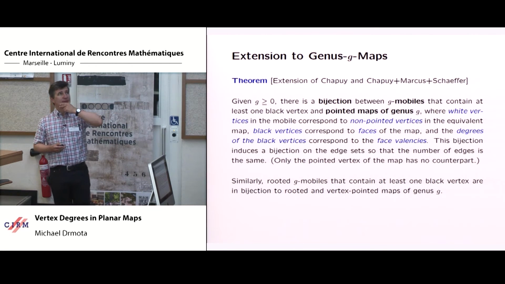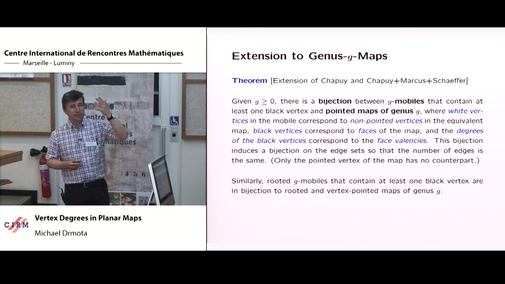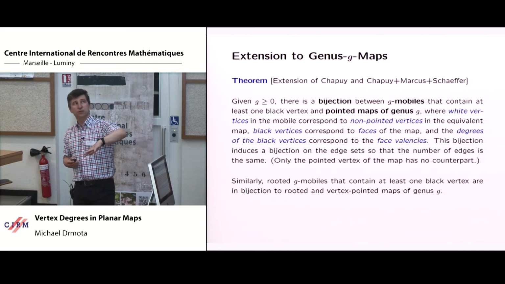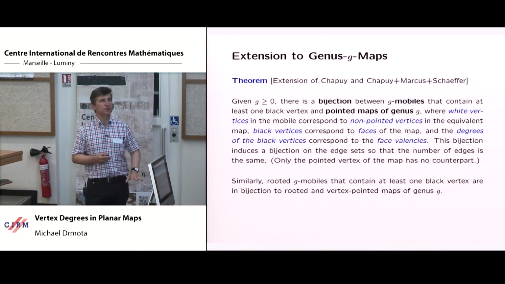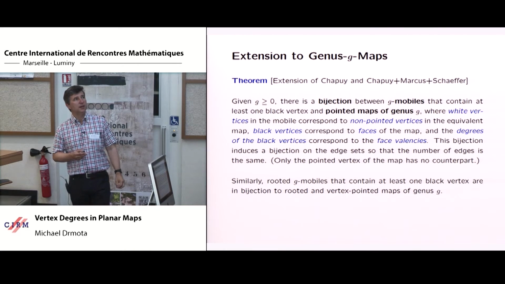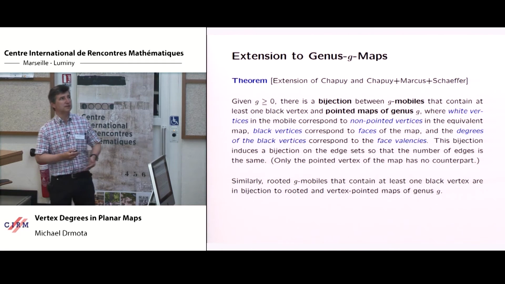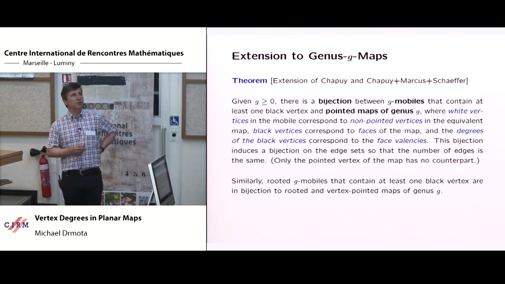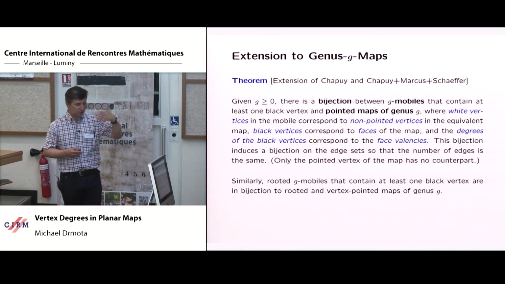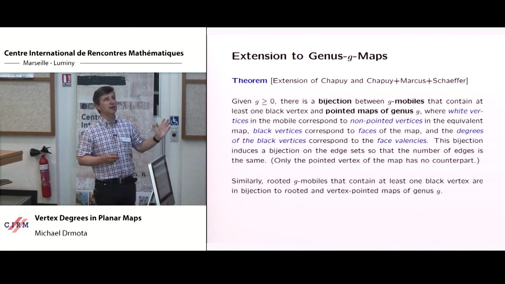Okay, and the nice thing is that these G-mobiles are in bijection to pointed maps on a surface with genus G. This is an extension of known results of Chapuis, Marcus and Schäfer to the general situation. Maybe this has been done in parallel by other people, but we haven't seen this before in this general version, that this bijection for the genus 0 case extends to the general case in the same way as above.